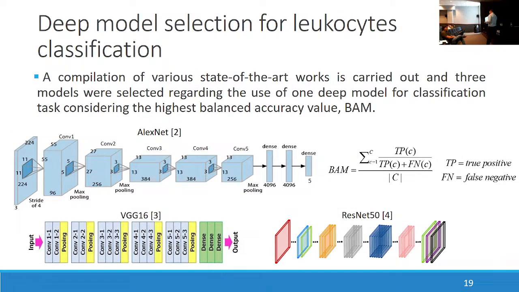We make a compilation of various state-of-the-art works and carry out 3 models that were the best regarding the classification task based on the BAM metric. BAM means balanced accuracy value, and this one is better used for datasets that cause imbalanced classes. So we ended up picking 3 models: AlexNet, VGG16, and ResNet50. The 3 of them will be implemented with transfer learning, and trained with the ImageNet dataset.